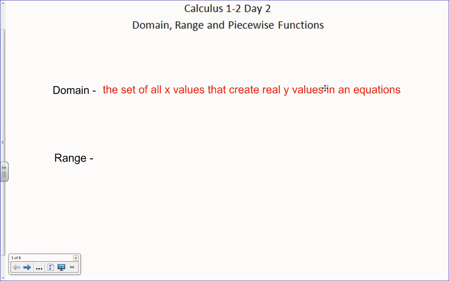Basically, I kind of consider that a lot of times the input value, because a lot of times when you do an xy table, you choose what x to put in, and it creates a y. Yes.